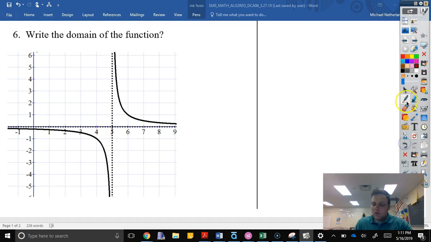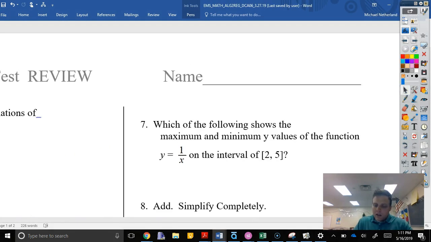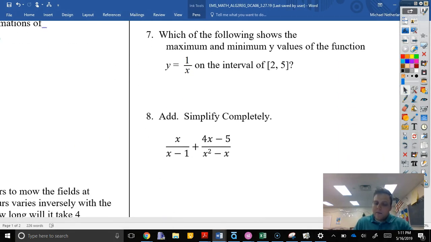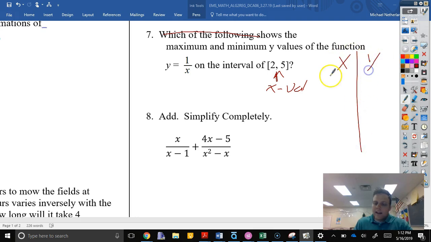Okay, let's move on to problem number 7, which says, which of the following shows the maximum and minimum y values of the function 1 over x on the interval 2 to 5. Remember, this interval are x values, okay? These are x values. So if you want to, you don't have to, but what you can do is you can make a table, and you can say 2, 3, 4, 5, and all the values in between.